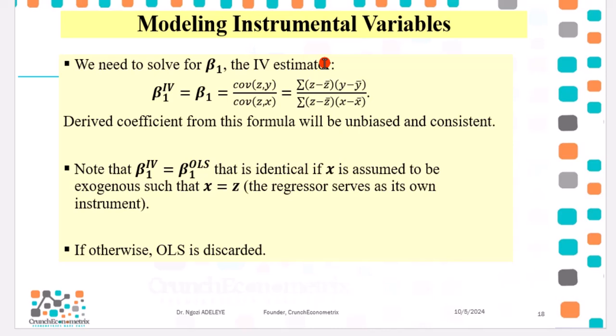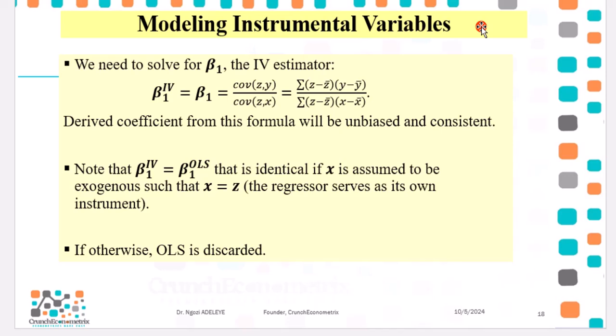From the equation I showed in the previous slide, we can easily solve for beta 1 so that we get the IV estimator to be this equation. Like I said, this is just simple statistics. The coefficient derived from this formula will be unbiased and consistent, talking about the IV beta. Note that the beta 1 from the IV estimates and the beta 1 from the OLS estimates will be identical if X, that is educ, is assumed to be exogenous, such that educ, which is a regressor, will serve as its own instrument. But if that is not the case, the OLS estimate will be discarded.